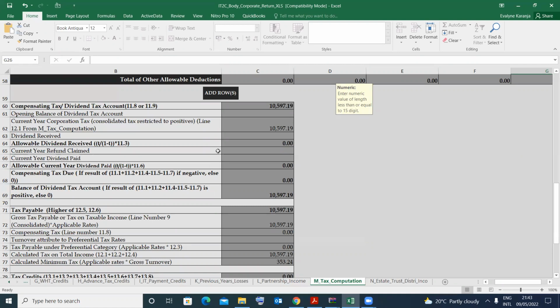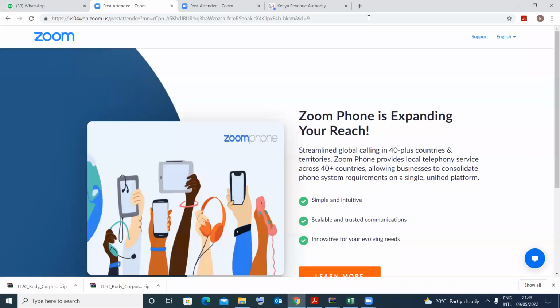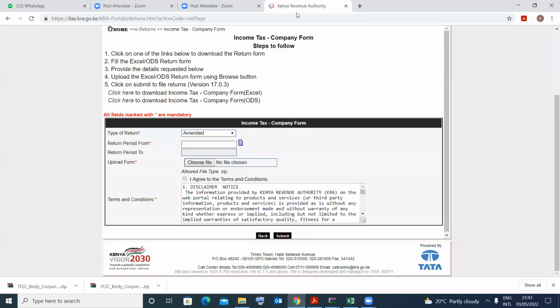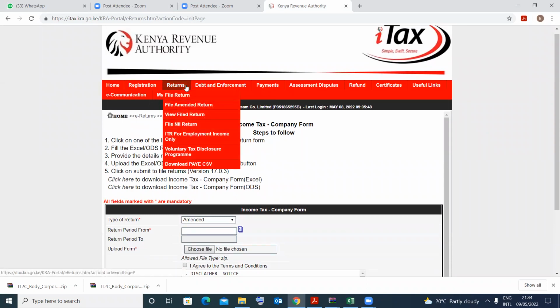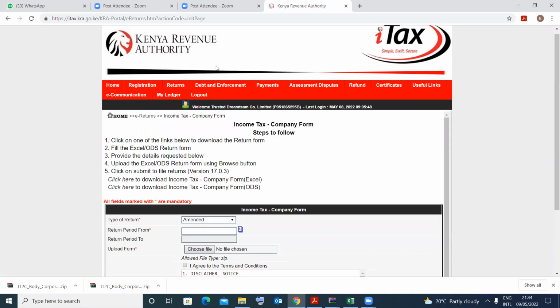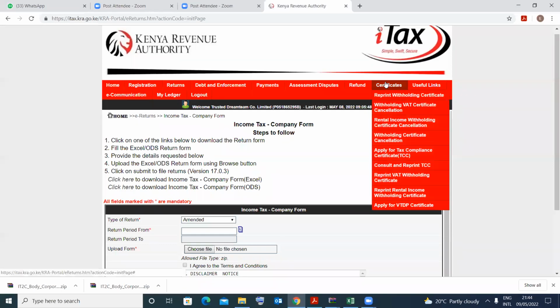Withholding tax. Yes. Okay. Kwa ile ya Dream Team. Hapo. Songa juu sasa. So nataka ukuje, when you want to check the withholding tax, not there, withholding tax certificate is, you just come to certificates. You see where certificates are? Then you reprint withholding certificate.